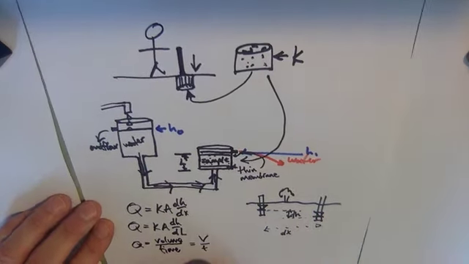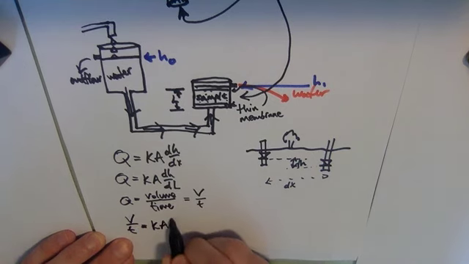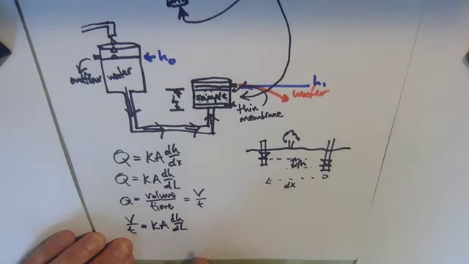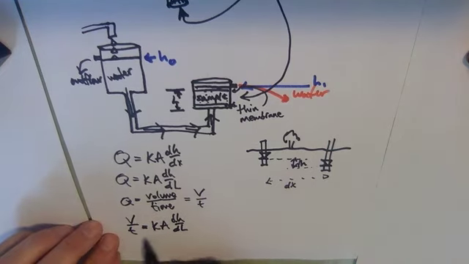Let's see, is this still visible? Is that even visible? I've got to switch. Push this up here. Okay. So then instead of Q, we can put V over t equals K A dH/dL. Right? So Q is V over t, volume over time, so that's here. And dH/dx is now dH/dL since it's moving in the vertical direction. Okay? So let's keep that in mind for a second.